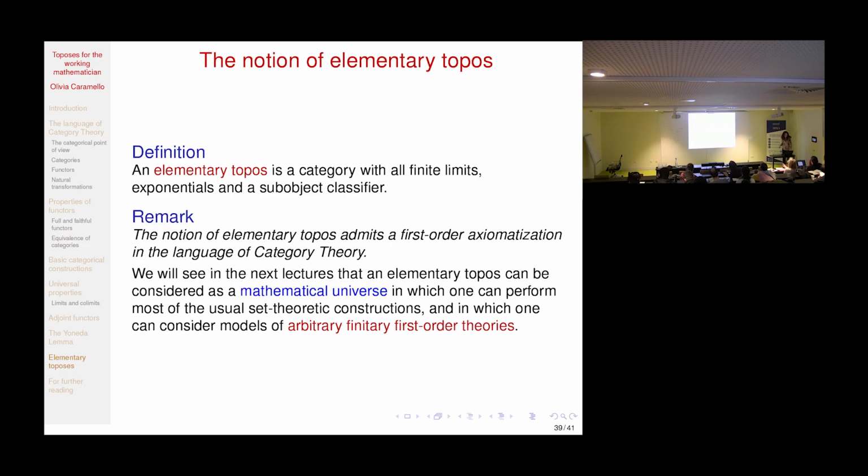I will just conclude with a definition. The notion of elementary topos is a generalization of the notion of Grothendieck topos, and admits a first-order axiomatization. So an elementary topos is, by definition, a category with finite limits, exponentials, and a subobject classifier. And I can anticipate that in an elementary topos, one can interpret a full finitary first-order logic by using all the categorical reinterpretations of set-theoretic notions and constructions that we have examined.